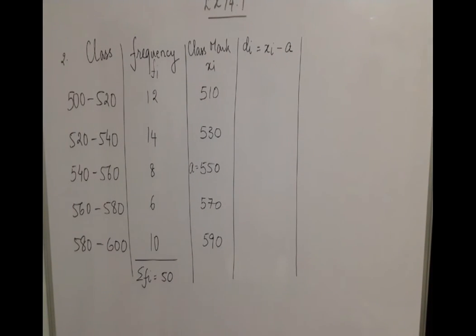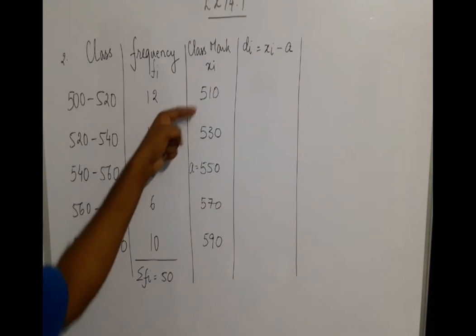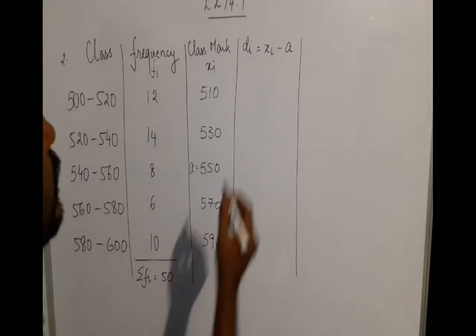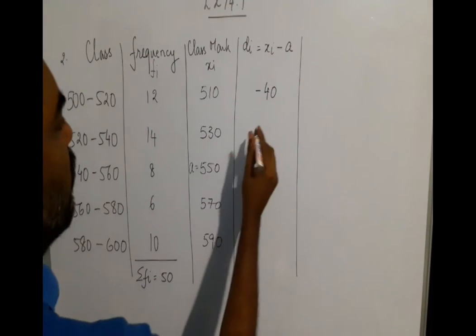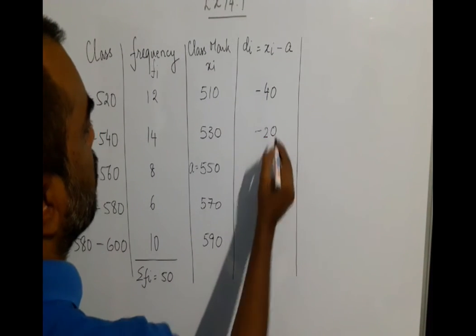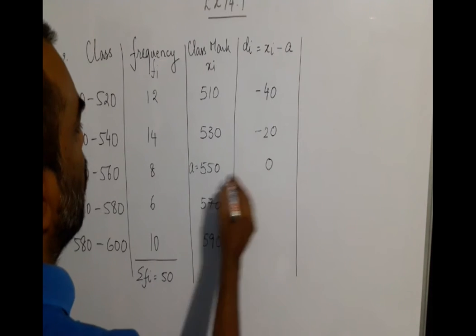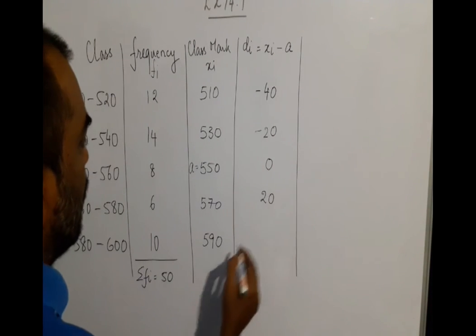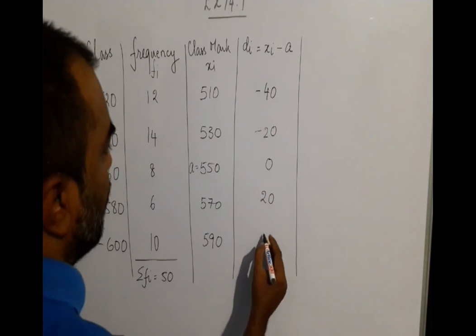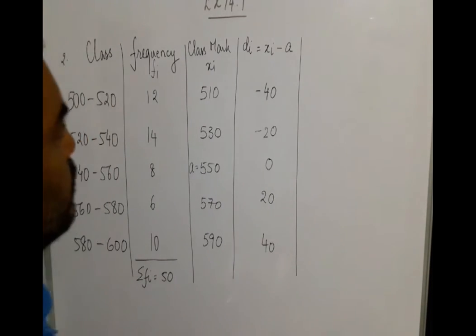Okay? So now we have to find the di. The di is xi minus A. So do it now. 510 minus 550 gives us minus 40. 530 minus 550 gives us minus 20. 550 minus 550 is 0. 570 minus 550 is 20 and 590 minus 550 is 40.